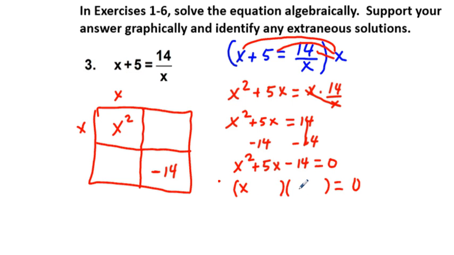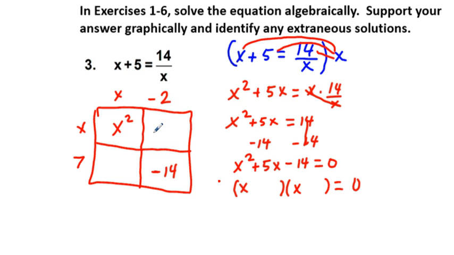So x and x. And then we need our factors of negative 14. What are the factors of 14? 2 and 7. So if we have 2 and 7, and we need to have this plus 5x, right? So this 7 has to be plus, and the 2 has to be minus.